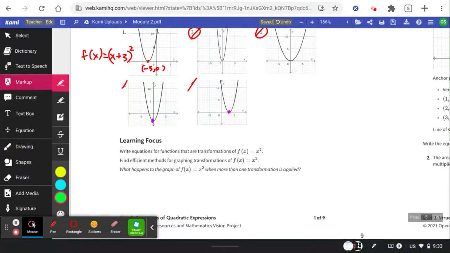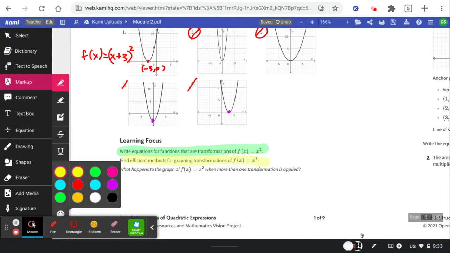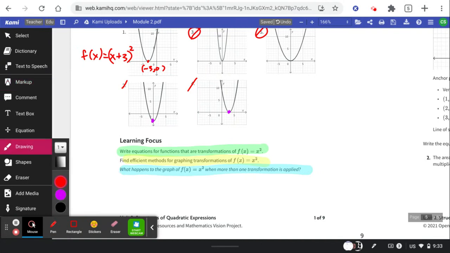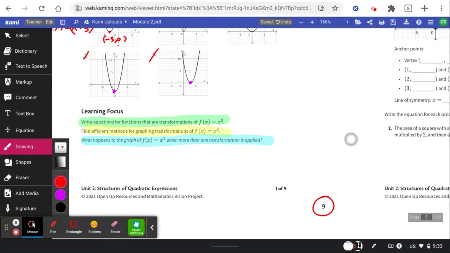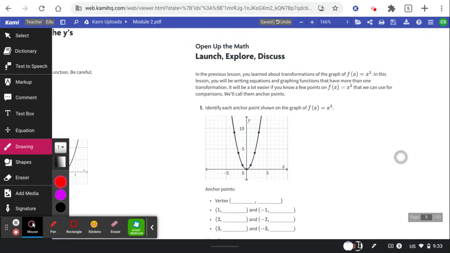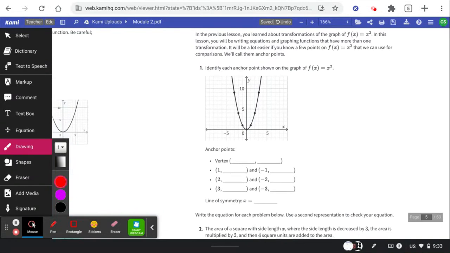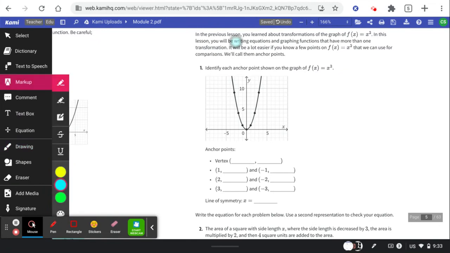Let's go down. Our learning focus for the day is to write equations for functions that are transformed from the original parent. It's to find efficient methods of graphing these transformations. And it's to note what happens to the graph of x squared when more than one thing is applied. So that was page 9. We're now moving over to page 10 in your little packets there. So in the previous lesson, you learned about transformations of the graph from the original parent graph of x squared. In this lesson, you're going to be writing equations and graphing functions that have more than one transformation.